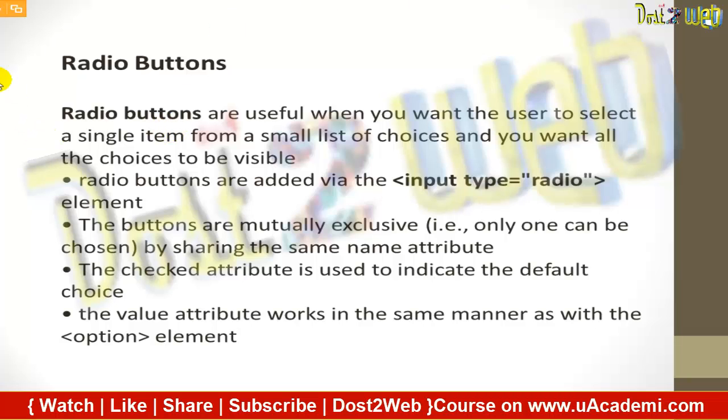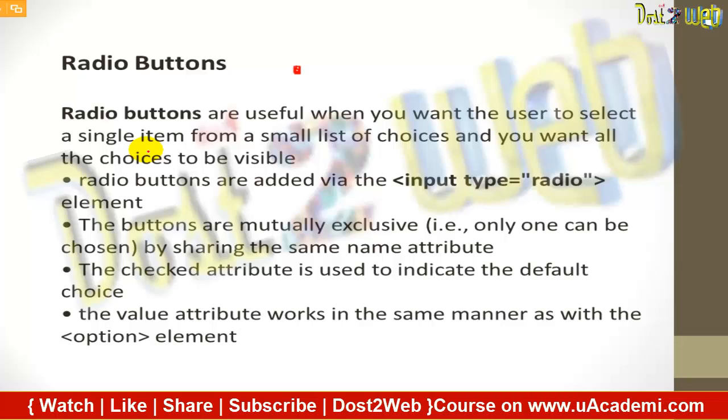Next we have the radio button. You know what a radio button is. This is your radio button, right? When you are selecting gender, male or female or others, then we require a radio button. The radio button is useful whenever you want the user to select a single item from a small list.